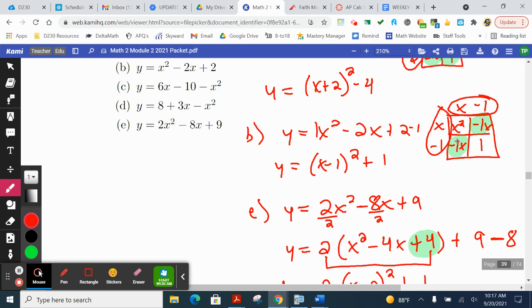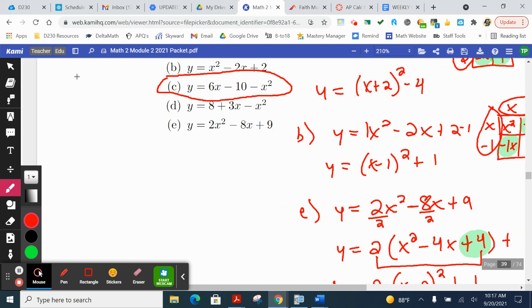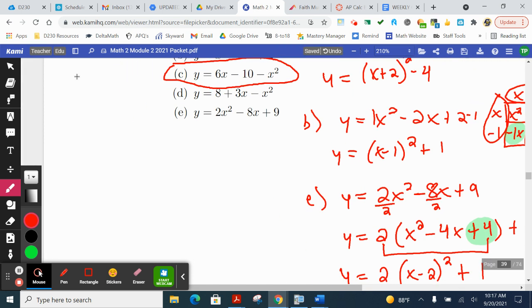All right, go to letter C. So let's do letter C next. Now, when we go to letter C, look at how that is in the wrong order. So when I rewrite letter C, we want the square term to be first. So put the negative x squared first. Then we want the 6x to be second. And then the number that's all by himself, the constant, always goes at the end. So then it's in the right order at least. The negatives are the hardest.